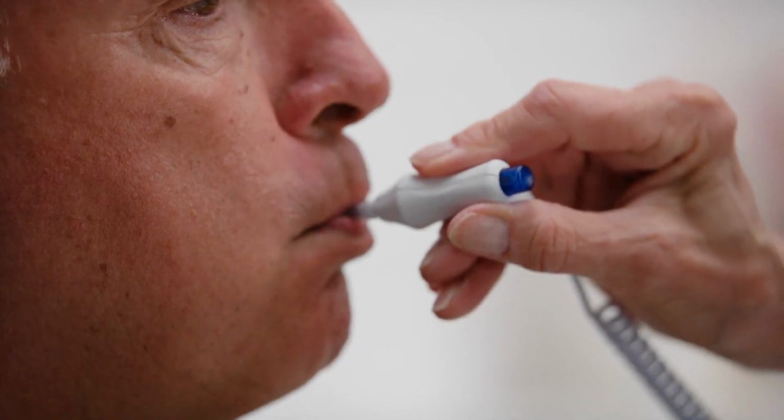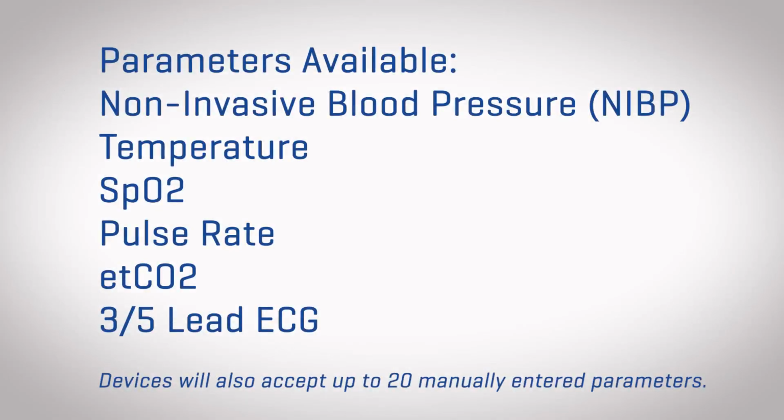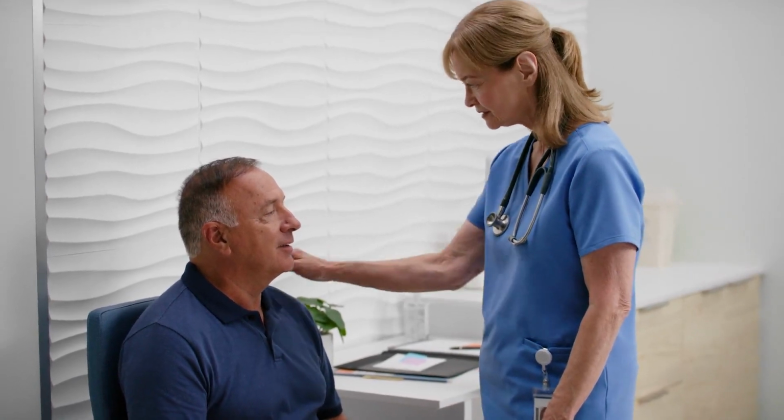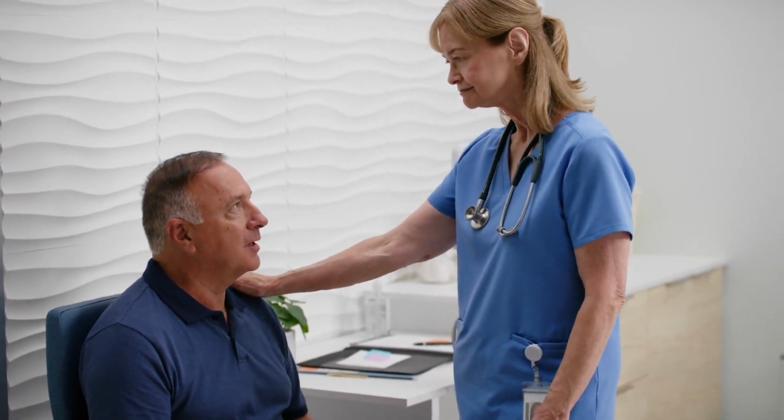The Connex Vital Signs Monitor, or CVSM for short, is a multi-parameter patient monitoring device that can measure non-invasive blood pressure, temperature, SpO2, pulse rate, EtCO2, and 3 or 5 lead ECG on adult, pediatric, and neonatal patients. The device comes standard with our Sure BP non-invasive blood pressure technology, which measures the patient's BP on the inflation of the cuff. It can also be configured with different temperature and pulse oximetry options.